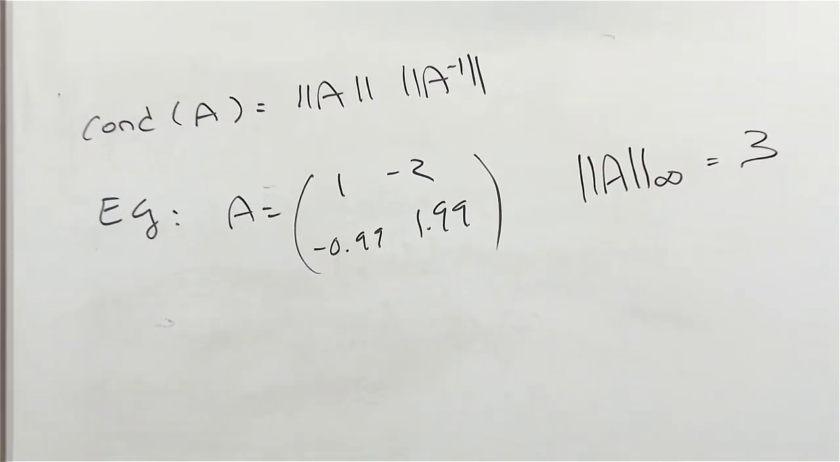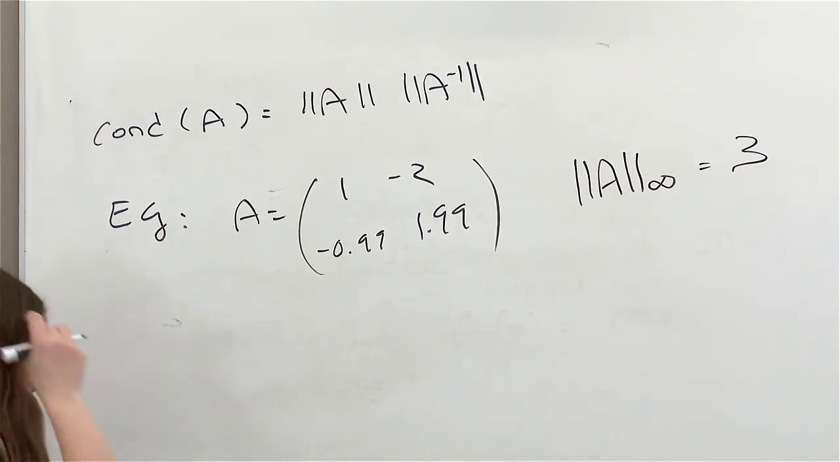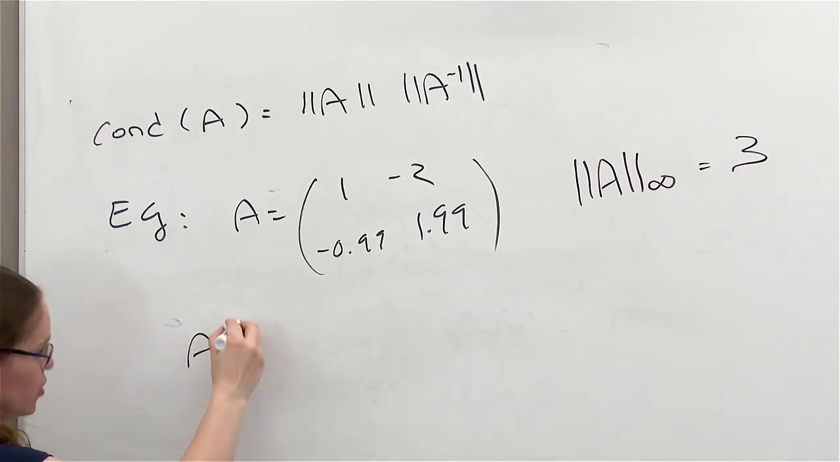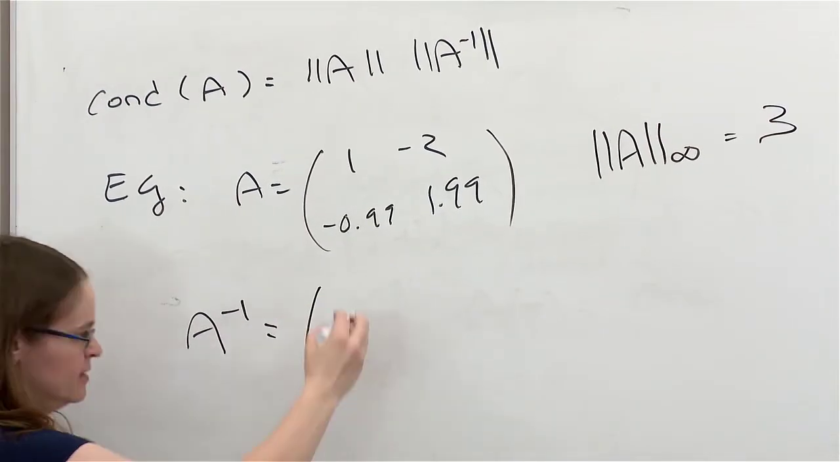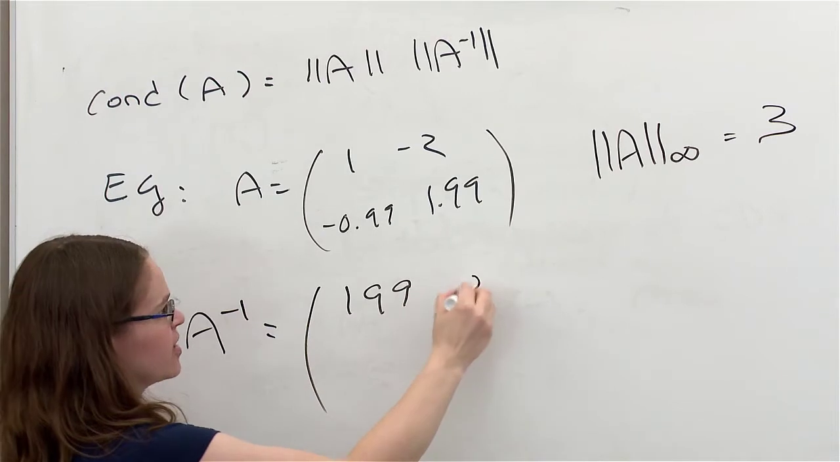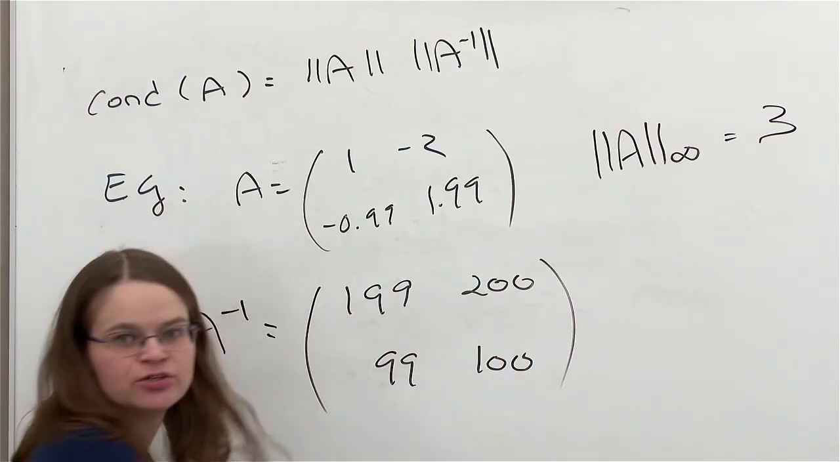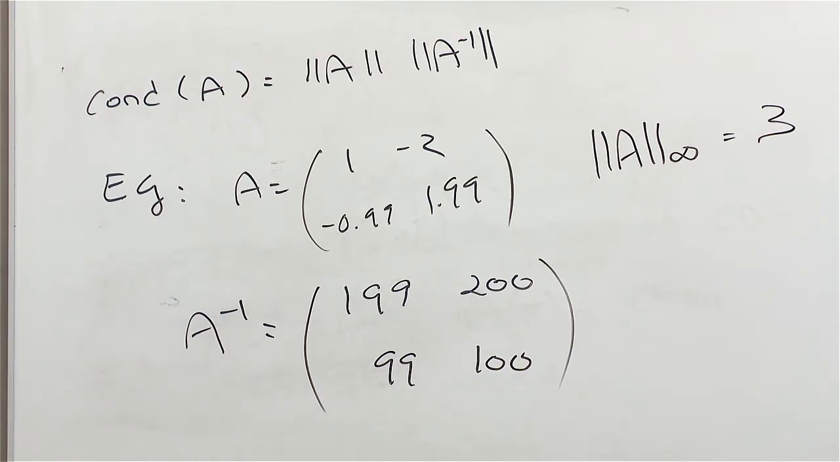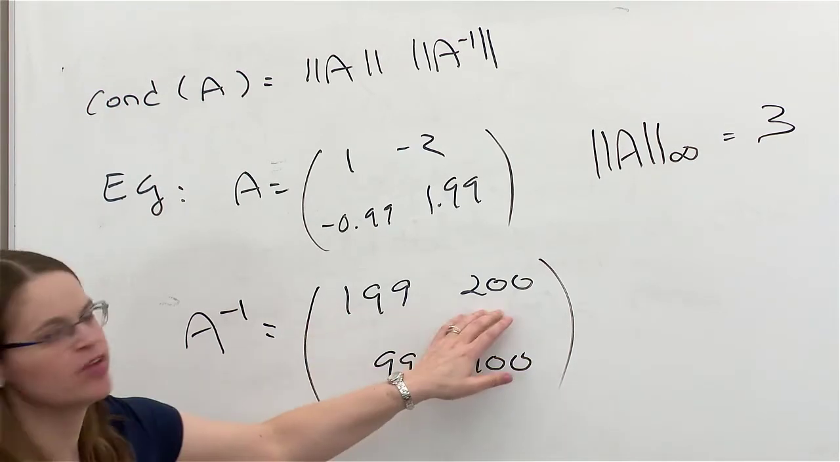That's the row sum, the biggest row sum. And if I look at A inverse, I'm just going to write it down. Again, in real life, we never ever write down the inverse of a matrix, but this is 2x2, so we're willing to risk it. In this case, here the row sum is 199. Here the row sum is 399.